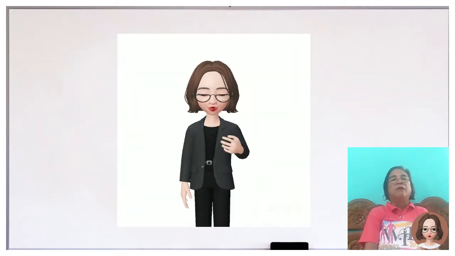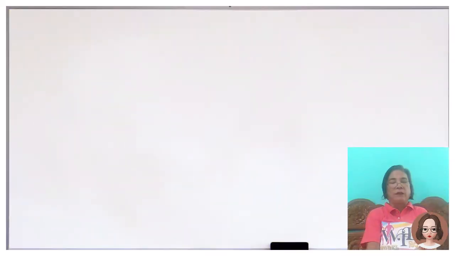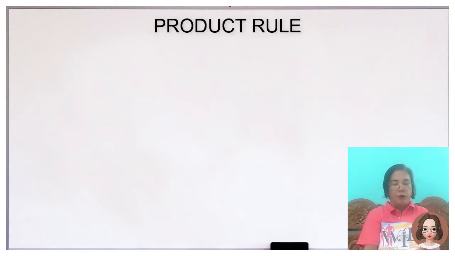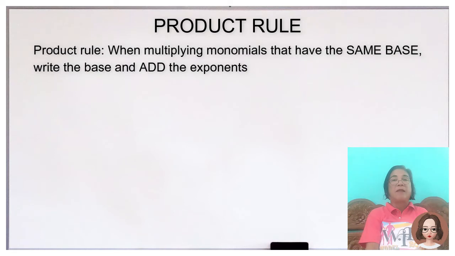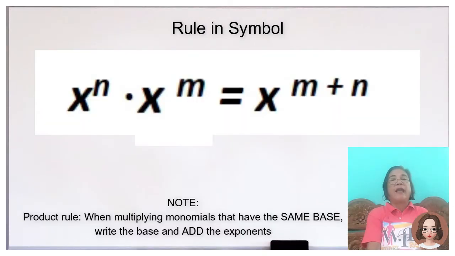Let's go to the rules of exponents. The first rule is the product rule. It is stated that when multiplying monomials that have the same base, write the base, I repeat, write the base and add the exponents. You have to add the exponents. So let's have the rule in symbols: x raised to the m times x raised to the n would be equal to x raised to the m plus n.